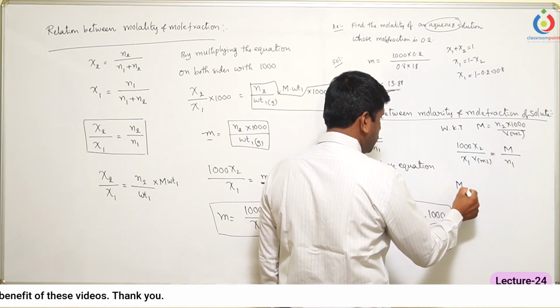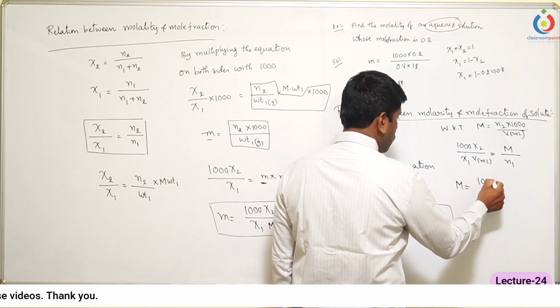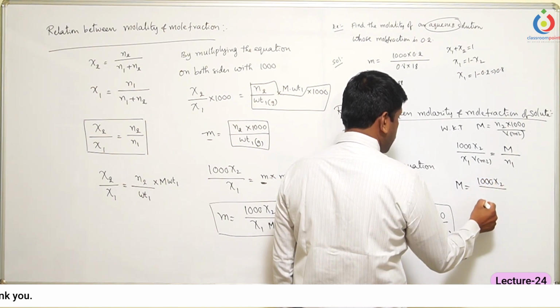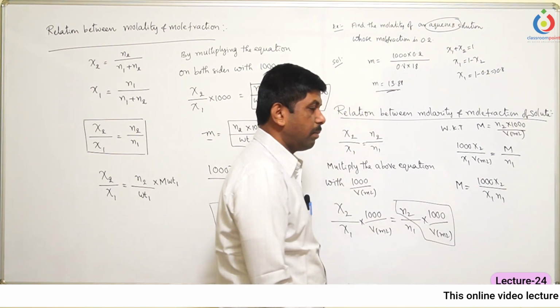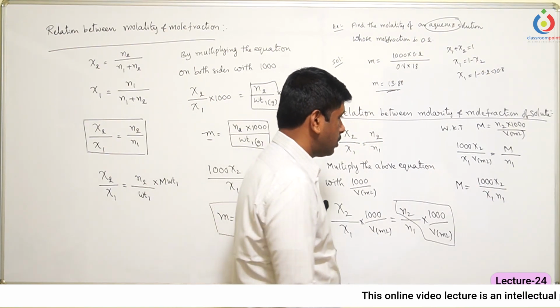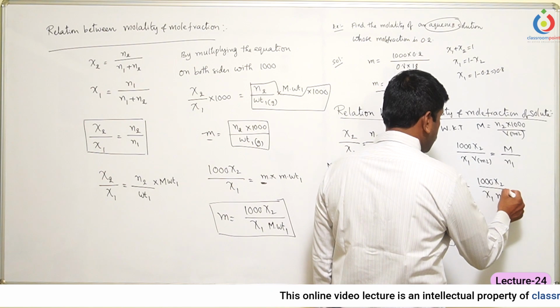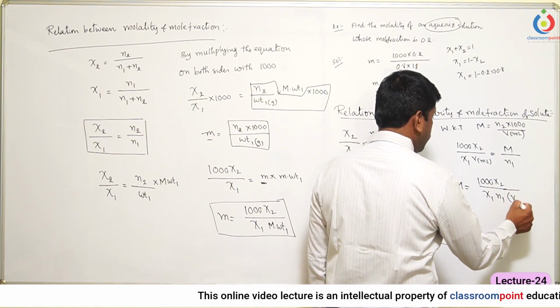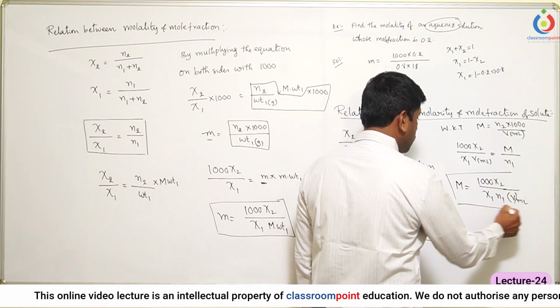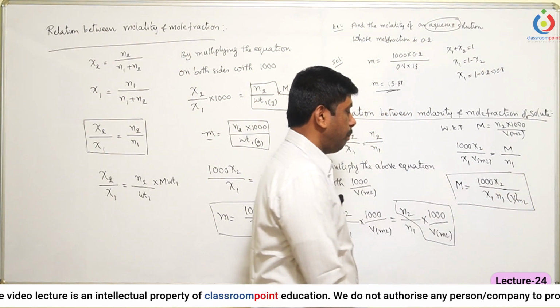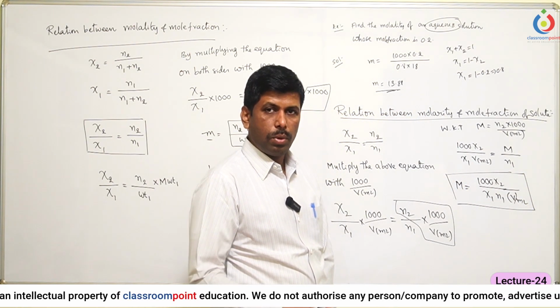So molarity is equal to 1000 x2 divided by x1 n1, where n1 stands for the number of moles of the solvent, into the volume of the solution in milliliters. So using this relation we can relate the molarity with the mole fraction.